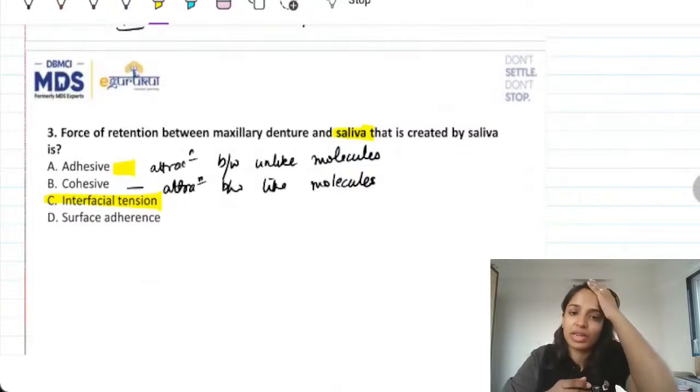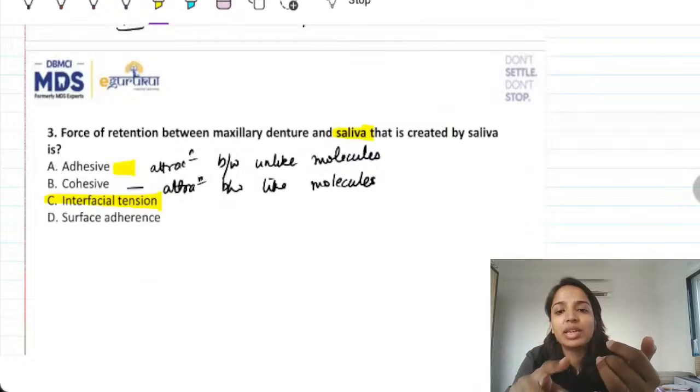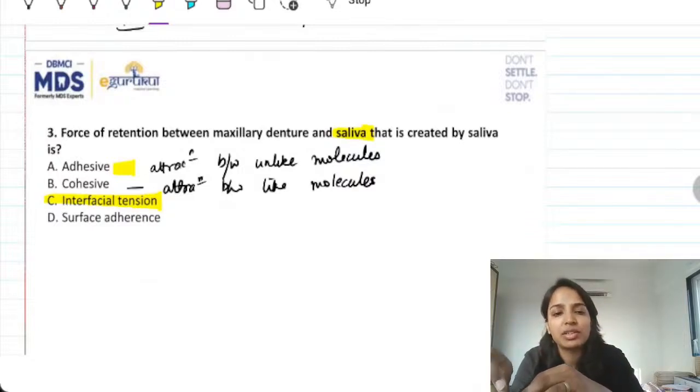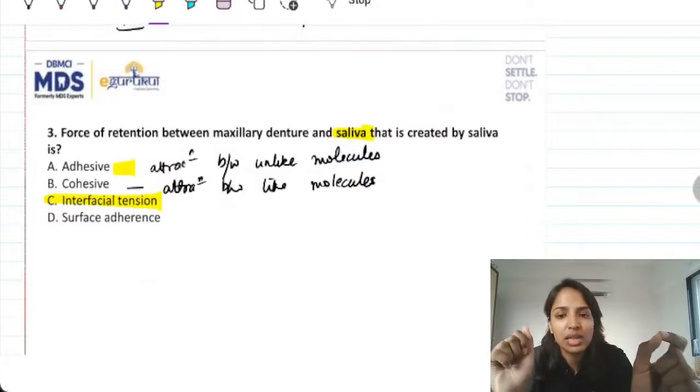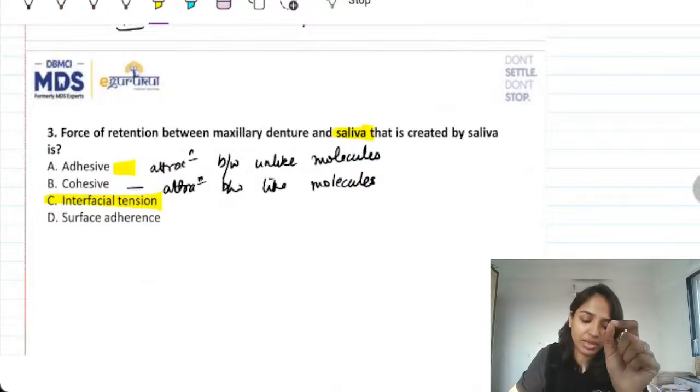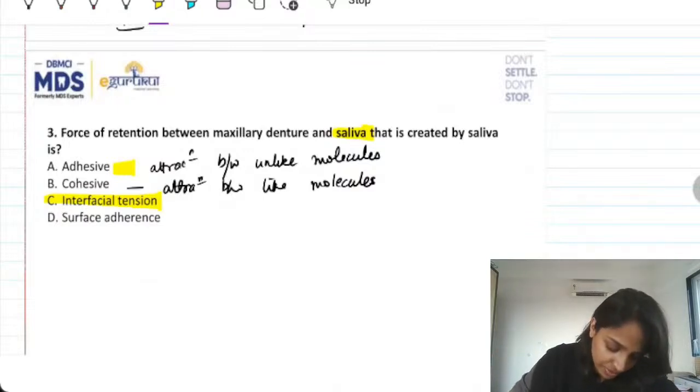The force that is created by saliva, very specifically, has been asked. If you call it adhesion, both factors are responsible for it, denture as well as saliva. But for interfacial surface tension, the thin film of fluid is responsible for it. So that is why it is a better answer. It is a slightly tricky question, but that is the correct answer for it.